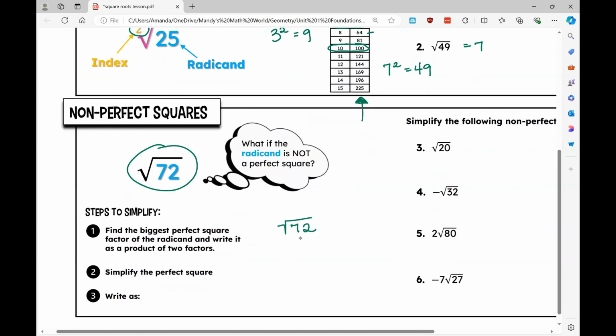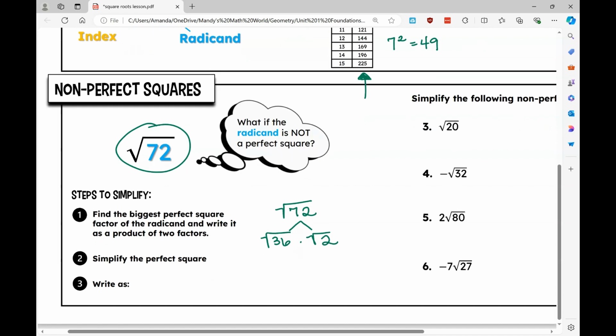The square root of 72, I can rewrite as the square root of 36 times the square root of 2. So now I've just rewritten it as a product of two factors. Product meaning multiply. What is the square root of 36? It's 6. So I can rewrite that number as 6 times the square root of 2.